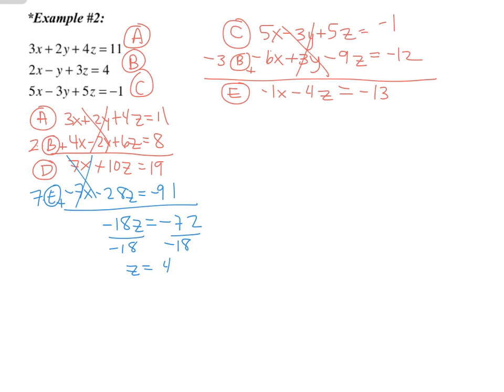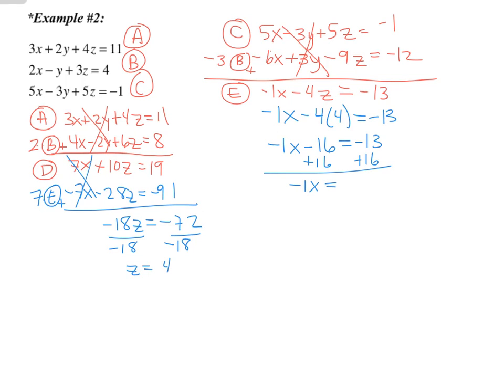So now I'm going to take that and plug that into equation E. I could plug it into either D or E, it's just that I have room underneath equation E, so that's where I'm going to do it. So I have negative 1x minus 16 equals negative 13. Divide by the negative 1 to see that x equals negative 3.